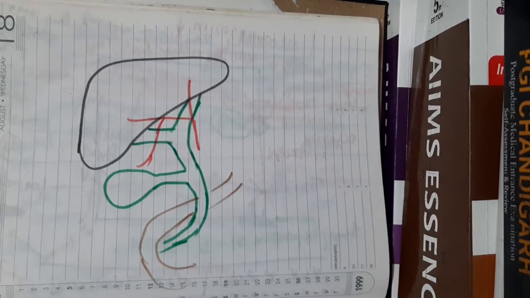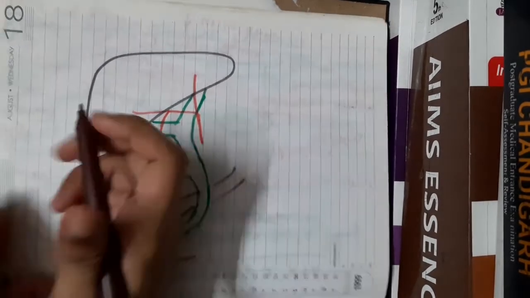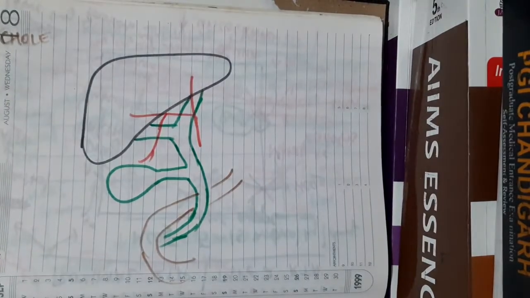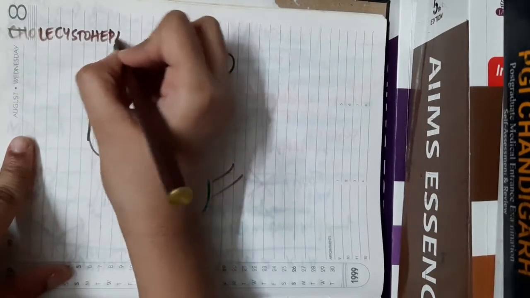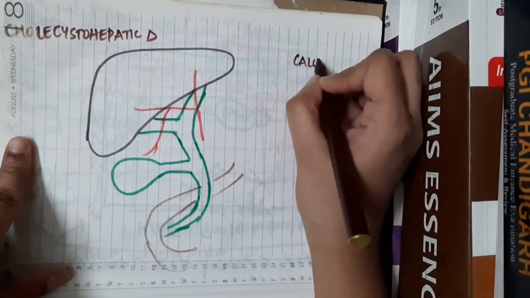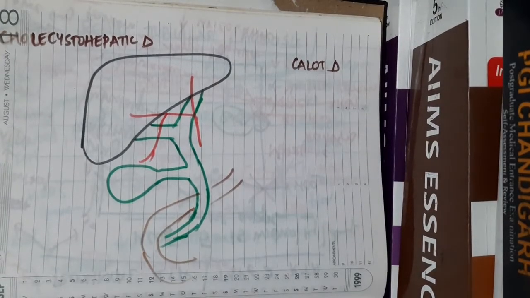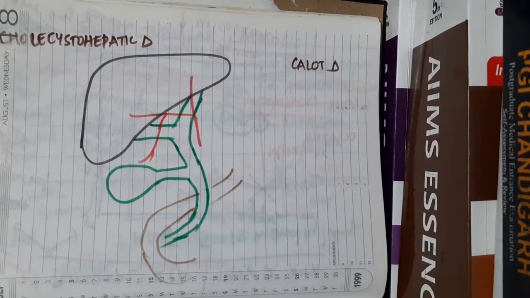Hello friends, let us now learn about some important points about two separate triangles which are often confused by many medical students. One is the cholecystohepatic triangle, and we also have something called Calot's triangle. Many medical students get confused between these two triangles. So first we will see the boundaries of the cholecystohepatic triangle.